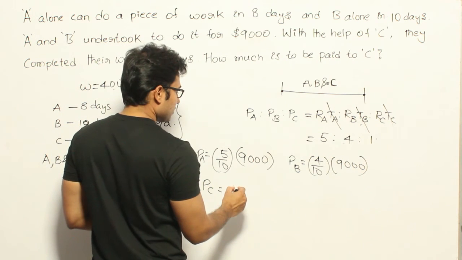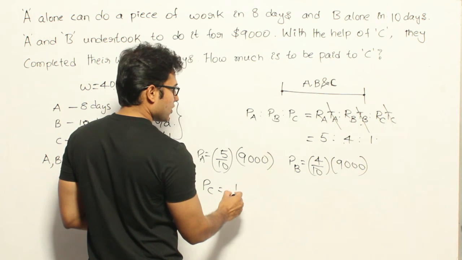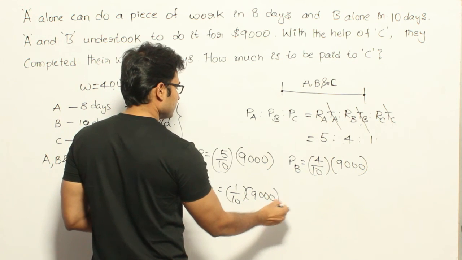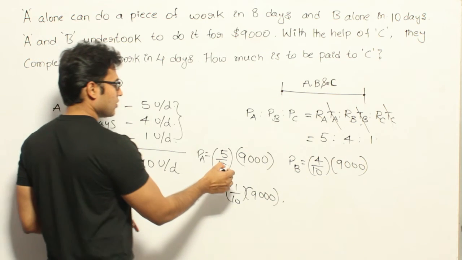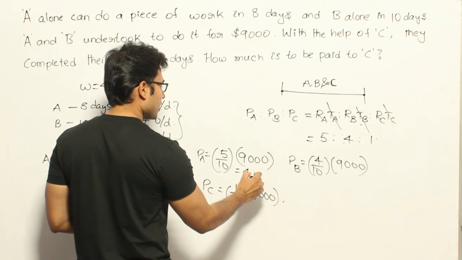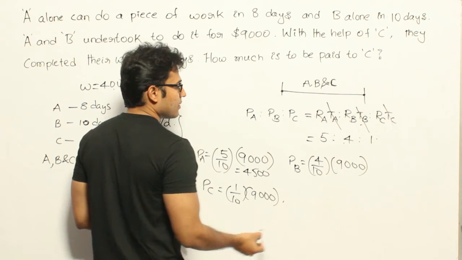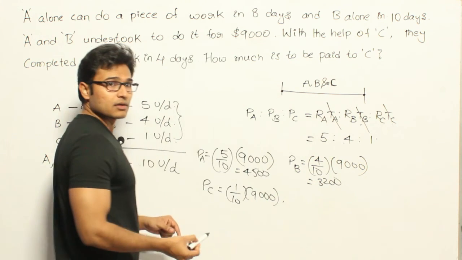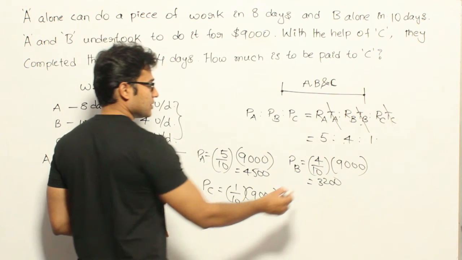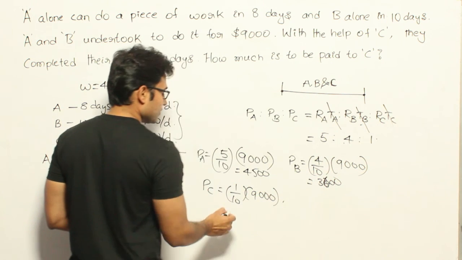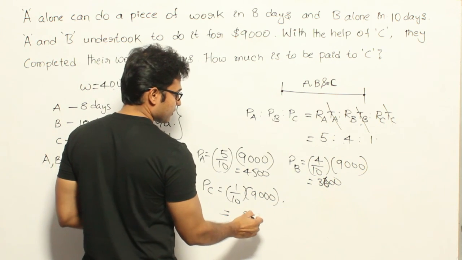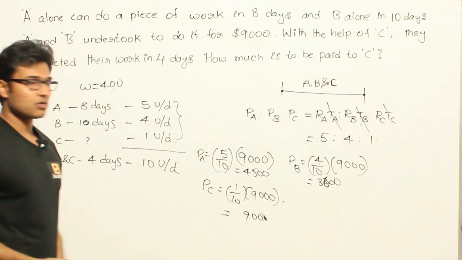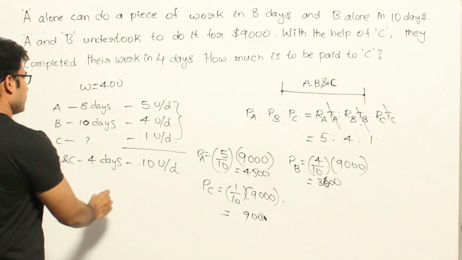Now what about this one? 1 by 10 out of 9,000. Got it? Okay, so if you want to see it, A is going to get 4,500 and B is going to get 3,600 and C is going to get 900. Got it? $900. So this is how you are going to share the profit. Fine.